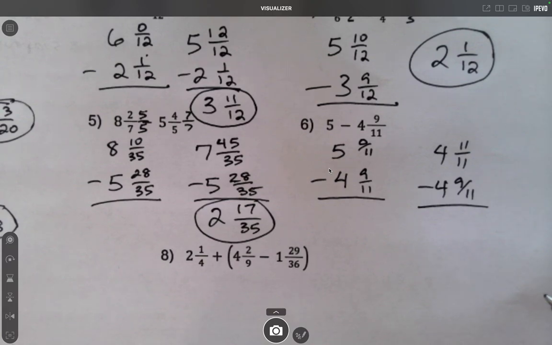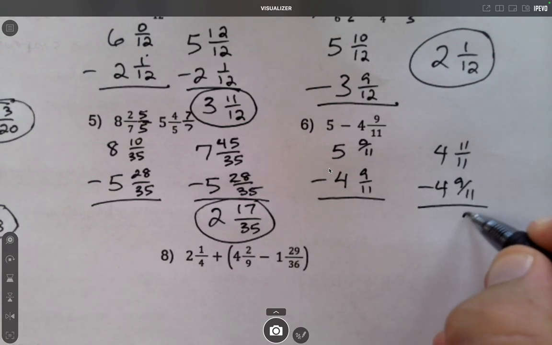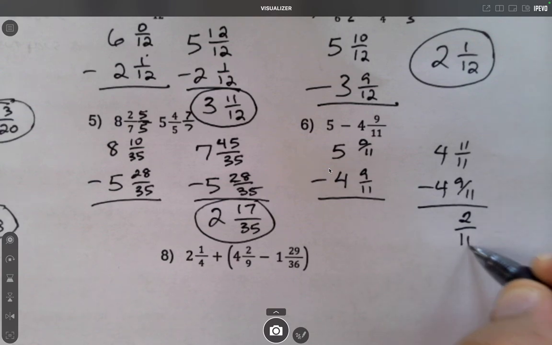We subtract the whole numbers. 4 minus 4 is 0. You can write 0 if you want to, but you don't have to. 11 minus 9 is 2, and we keep the denominator the same. So our answer is 2/11ths.